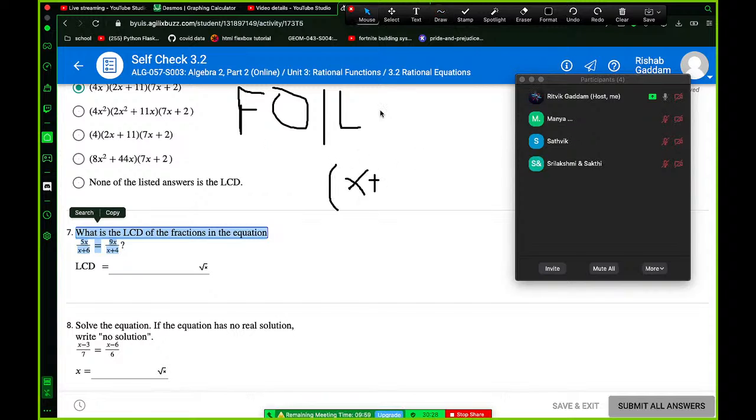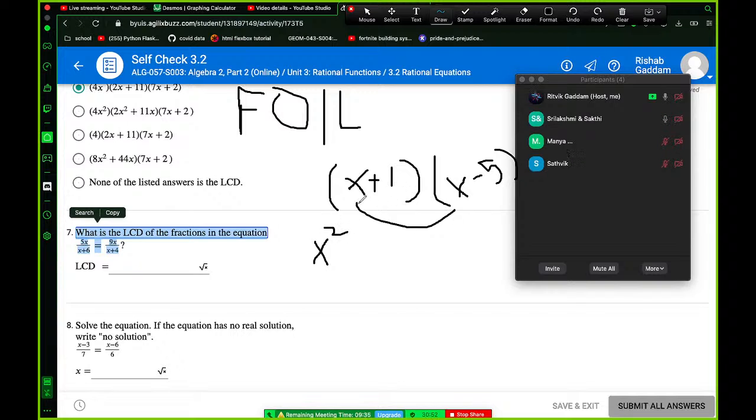Okay, it looks like we're running out of time. So we have x plus 1 times x minus 5. So now we have to multiply the first things together. We have x squared, because x times x is x squared. And now we multiply the outer ones, that's negative 5 times x, that's negative 5x.